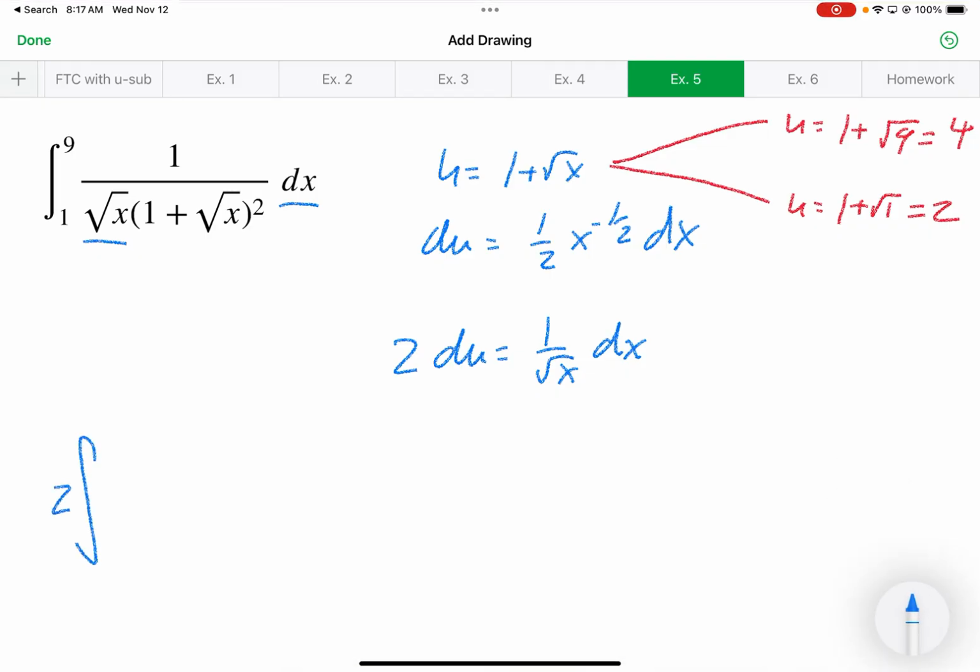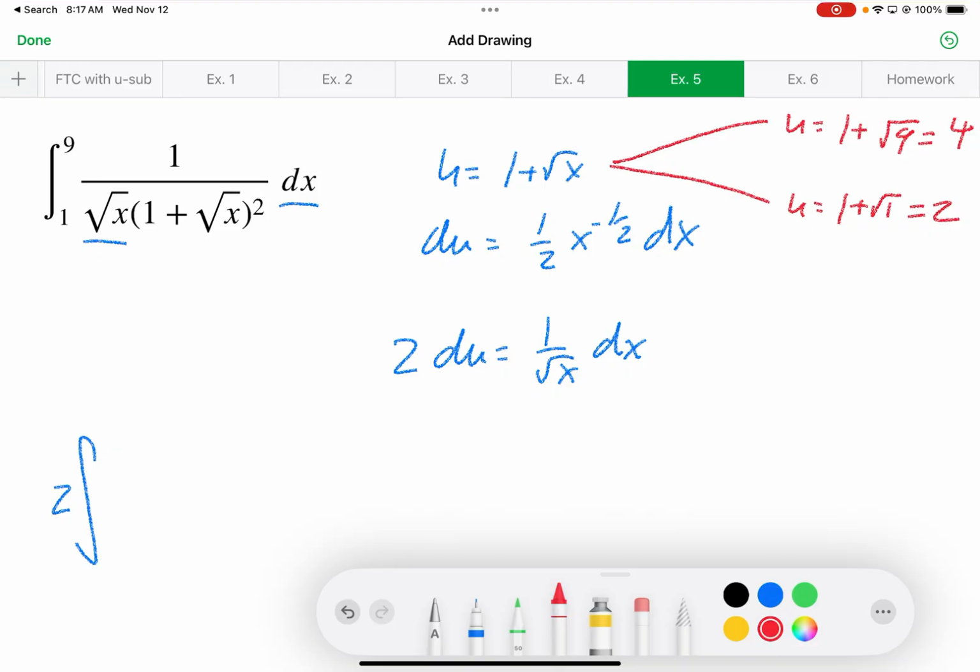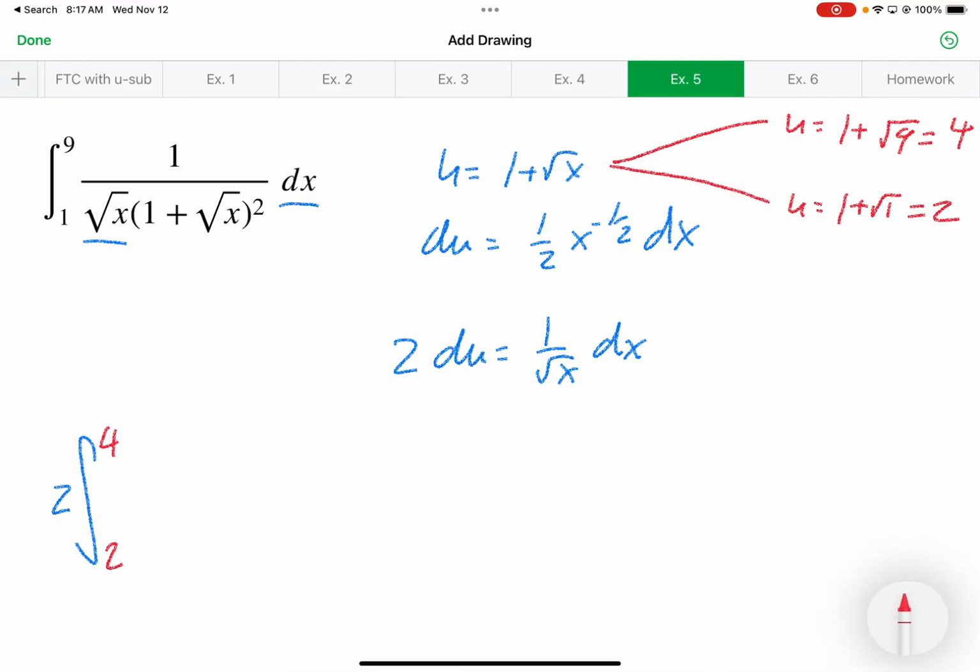I've got a 2 in front of my integral. My limits are from 2 to 4. What do I get inside of my integral when I do that u sub? U to the negative second. Yeah, u to the negative second, 1 over u squared. Any questions how that all comes together? Okay. All right. My new exponent becomes to the negative first power.